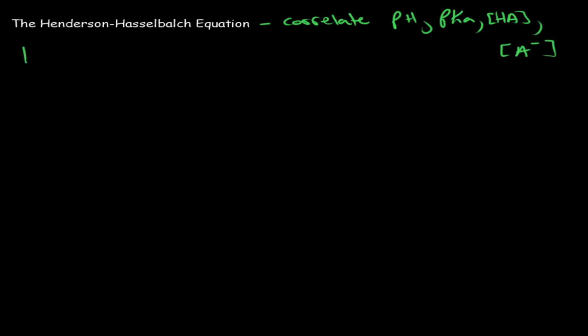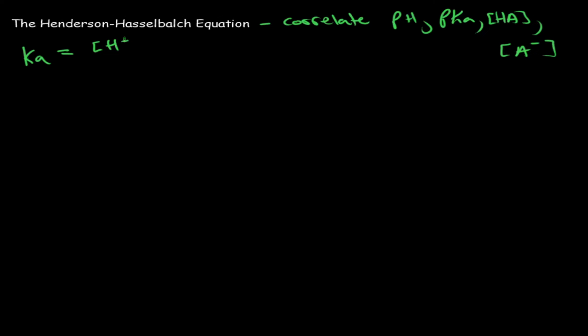So next, let's look at the Henderson-Hasselbalch equation. The beauty of the Henderson-Hasselbalch equation is that it's able to correlate our pH and our pKa. It will also be able to correlate our conjugate acid concentration and our conjugate base concentration all together. And it's actually a simple rearrangement of the Ka expression.